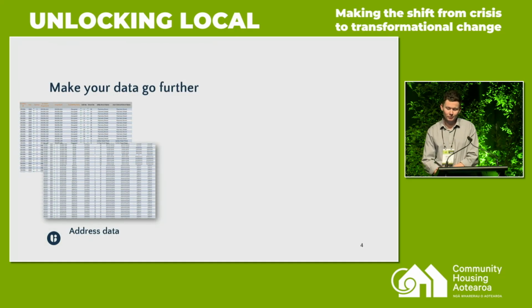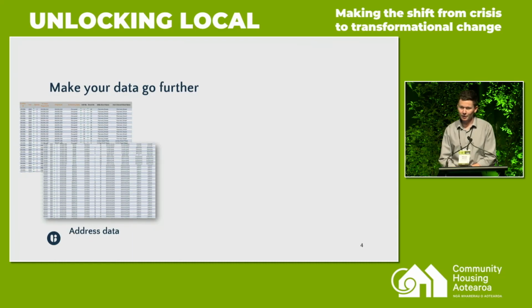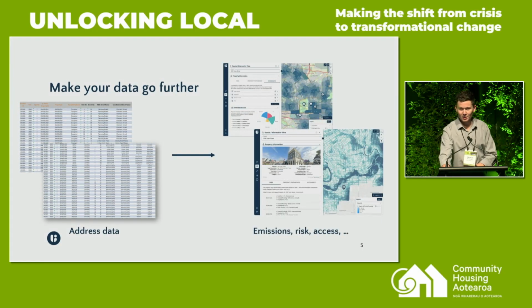One of the ways we do this is, well, we ask the question, how do we make your data go further? Many CHPs will already hold this information in-house in some quality or another. And so it's taking this address information, be it at an Excel level or otherwise, and turning it into information about your emissions, your risk, your accessibility, your asset management, your emergency preparedness at the unit level, the suburb level, across your entire portfolio. And how do we start to report this information back to your managers, your boards, so that more informed decisions can be made going forwards?